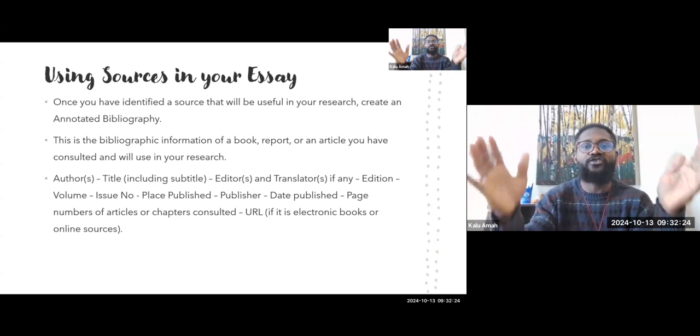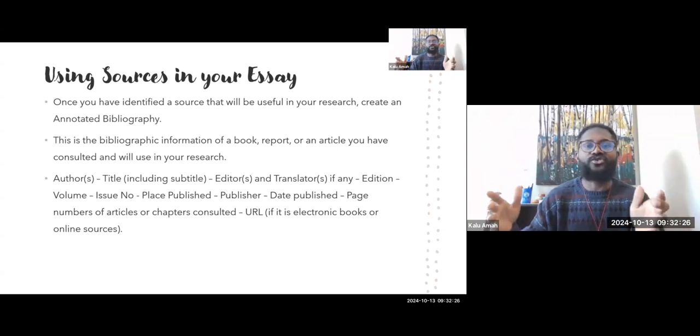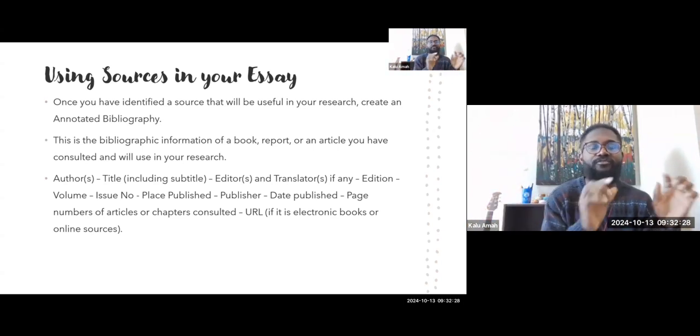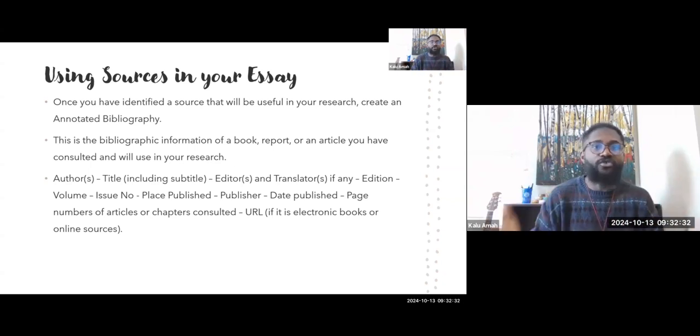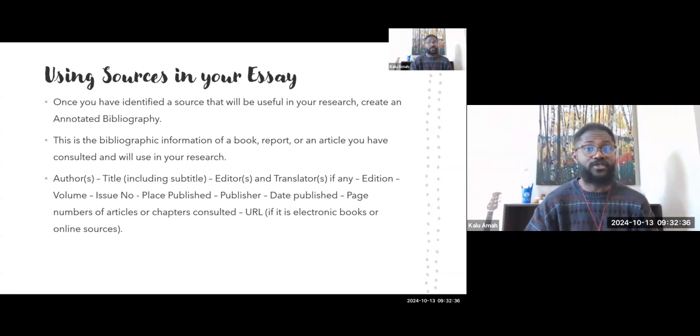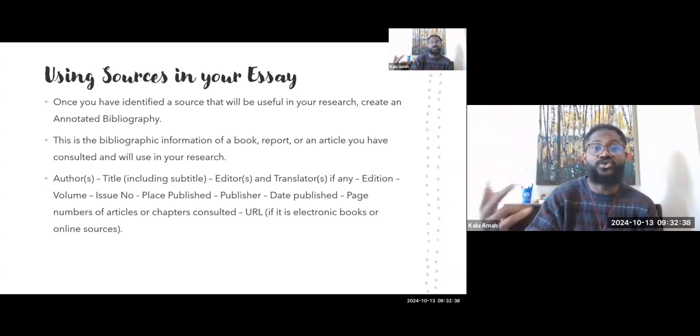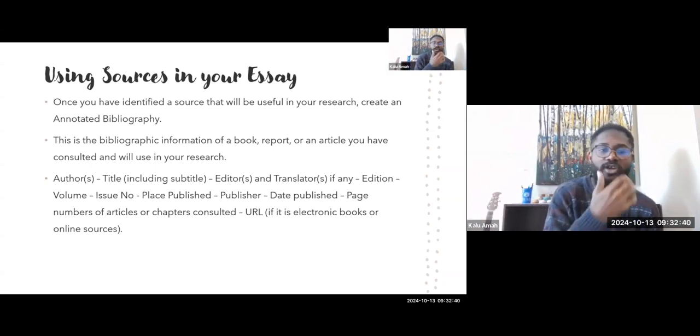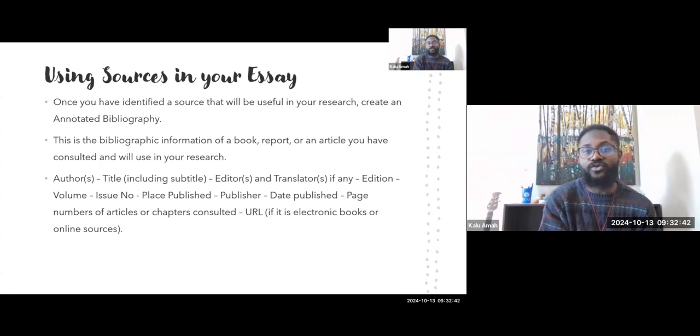Just go ahead. You can use Google Doc or Google Sheet and bring out the bibliographic information of the book itself, which will include writing out the name of the author or authors in case it was authored by two or more people. Writing out the name, then the title. If there is a subtitle, then you also write out the subtitle. Then writing out the name of the editor or editors and translators, if any.